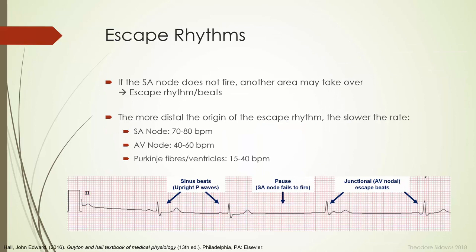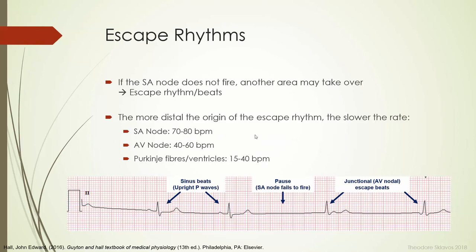The sinus node is not the only part of the heart which is capable of activating or depolarizing spontaneously. If the sinus node, for whatever reason, fails to depolarize, then some other part of the heart can take over, and then that will generate what's known as an escape rhythm. Or if it's just a single beat, then we'd call it an escape beat. Now, the more distal the origin of this escape rhythm in that conduction pathway, the slower the rate will be. So the sinus node is usually the fastest, and that makes sense.